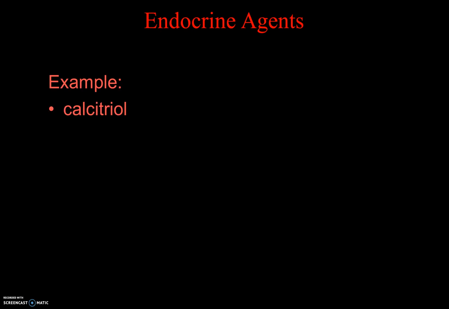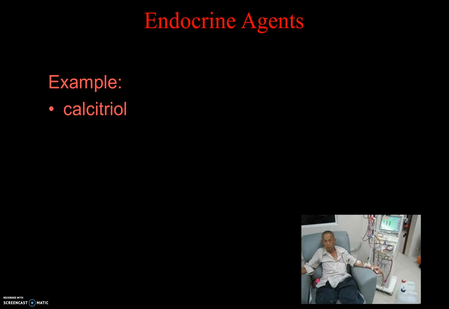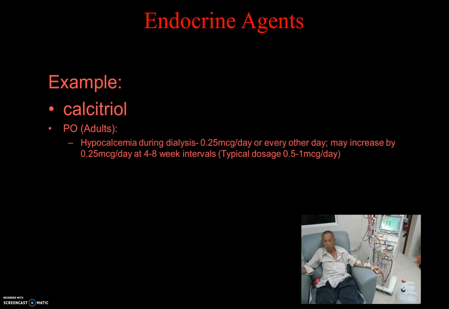Our third example is calcitriol. This medication is often given when clients are receiving dialysis or prior to dialysis. So in the bottom corner here you can see a gentleman in the process of dialysis treatment. So orally it can be given to adults for hypocalcemia during dialysis, and the dosing for that would be 0.25 micrograms per day or every other day. This can be increased by 0.25 micrograms per day at 4 to 6 week intervals, and the typical dosage that you're going to see is 0.5 to 1 micrograms per day.